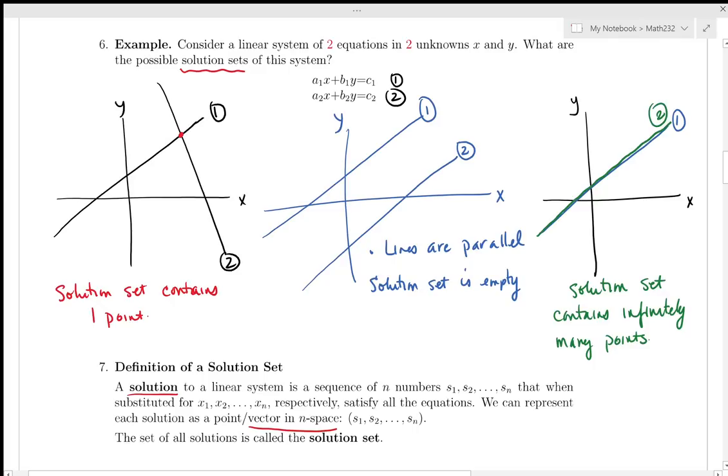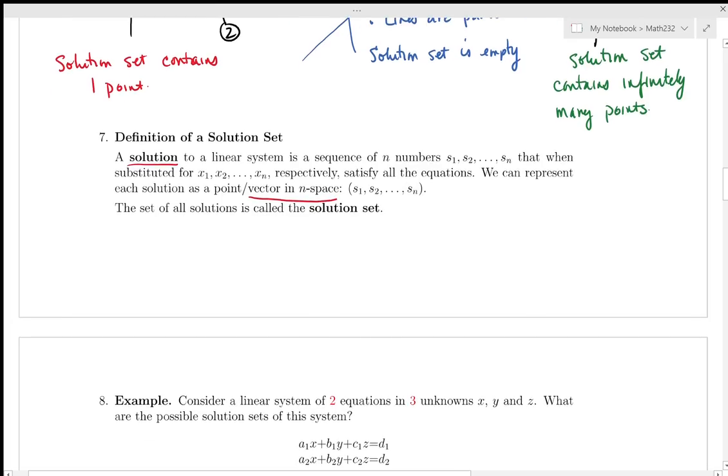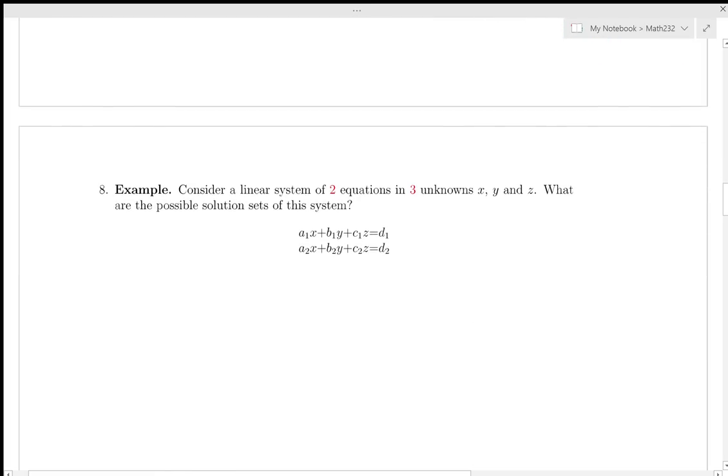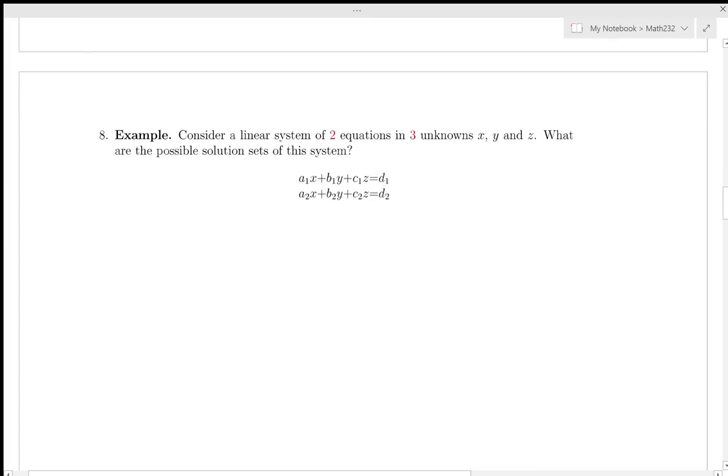Okay, those are the only 3 possibilities. Okay, what happens if we have 2 equations and 3 unknowns? So this one's a little bit more complicated.